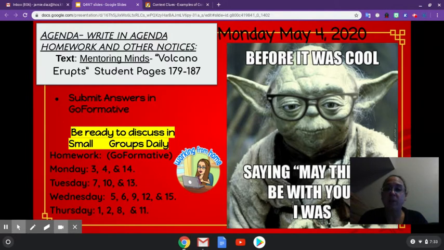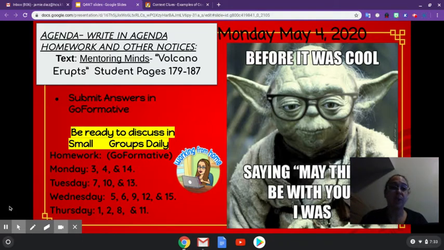As you see in Go Formative, it will be slightly different as it's set up. It'll be set up by the days rather than all of it in there at once. You'll have it by the day. So Monday will be here, and you only have 3, 4, and 14 that will be there for Monday.